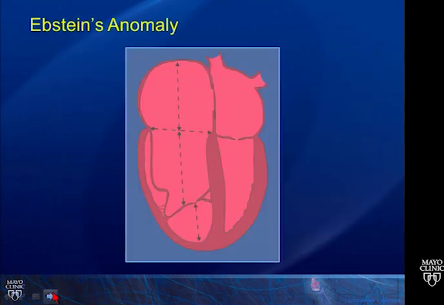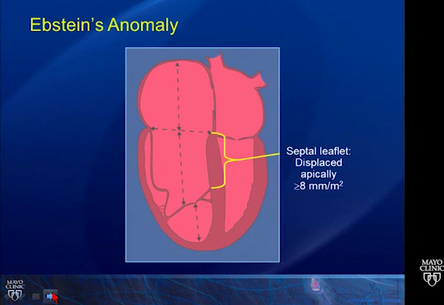And this is a cartoon example of what we see with a septal displacement. You can make the diagnosis of Ebstein's anomaly by noting the displacement, and remember the tricuspid valve is always displaced towards the apex compared to the mitral valve. So we say, well, how far displaced is abnormal? Well, if it's more than 8 millimeters per meter squared, then that is the definition of displacement, and there's a spectrum of Ebstein's anomaly.